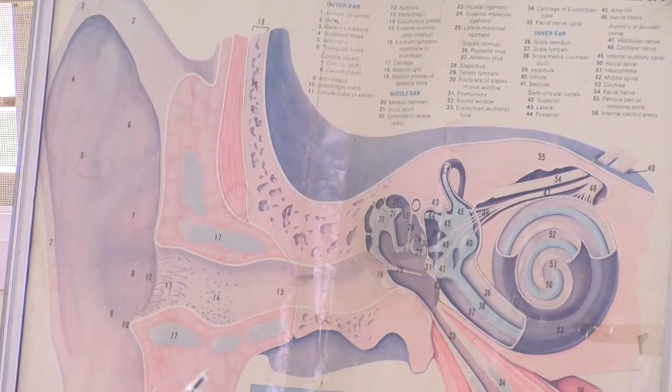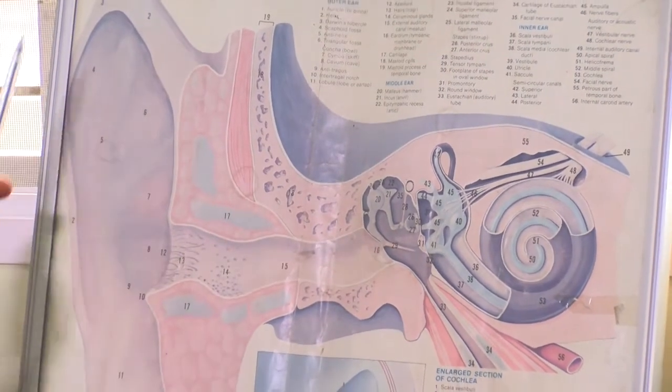Can otitis media lead to hearing loss in a person having the condition? It can, because we're talking about the middle ear, where you have the normal pattern of hearing. This is the pinna.